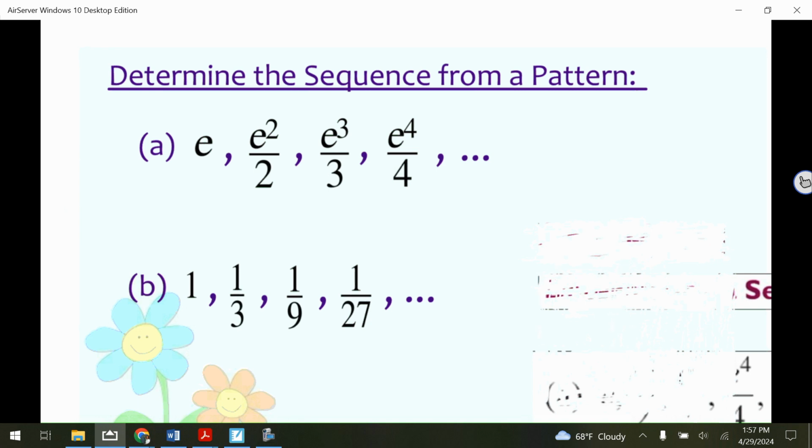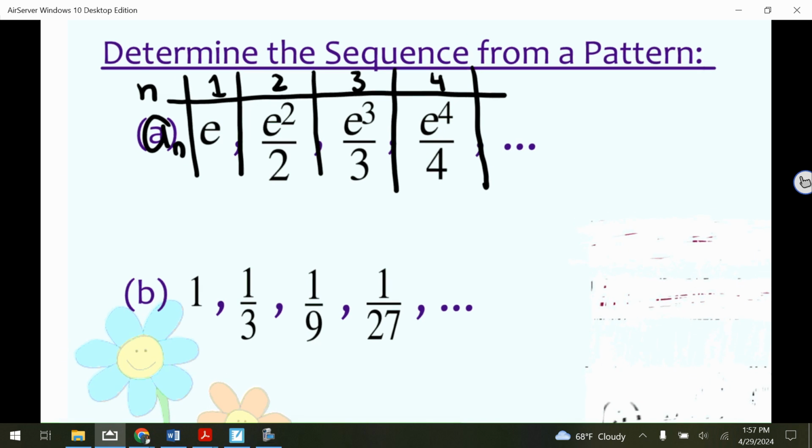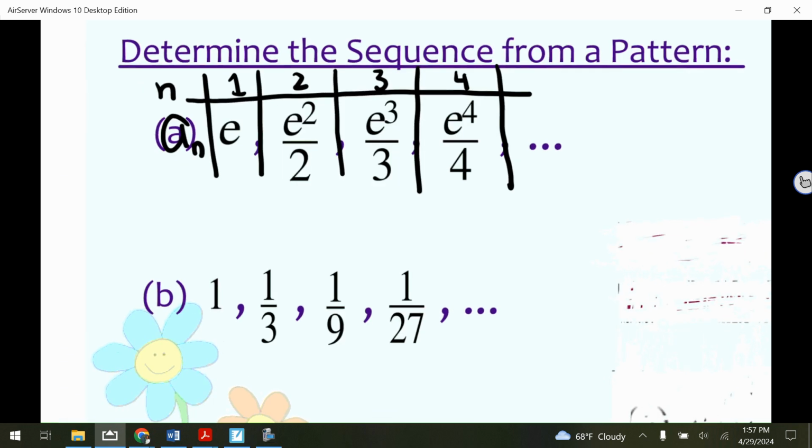So for the first one, I'm going to draw a little line. Let me do it a little less thick. And say this is for an n value, and this is going to be a sub n. So an n value of 1, I get e. N value of 2, e squared over 2. N value of 3, e squared over 3, and so on and so forth. So the n value tells you the term number, and the a sub n tells you the term.